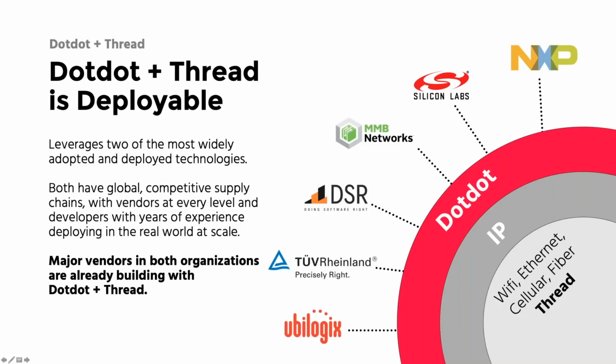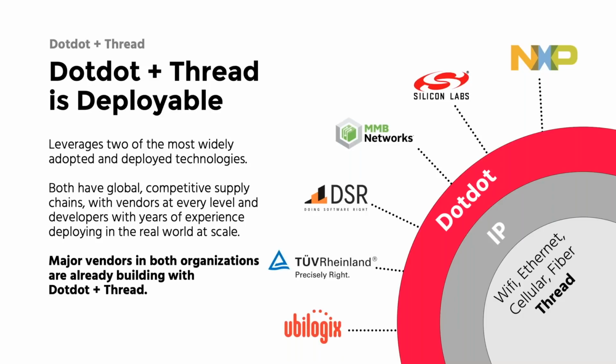All this means that both Dotdot and Thread already have global competitive supply chains with multiple vendors at every level and experts with years of experience deploying these technologies in the real world and at scale. This includes companies like these on the screen here, as well as dozens of others that have contributed to the process and that support different pieces of the solution, like underlying components like thread stacks, silicon and reference designs, and even fully finished products like border routers. It's this solid foundation that's why major product and platform vendors already in both organizations are currently building products with Dotdot and Thread.